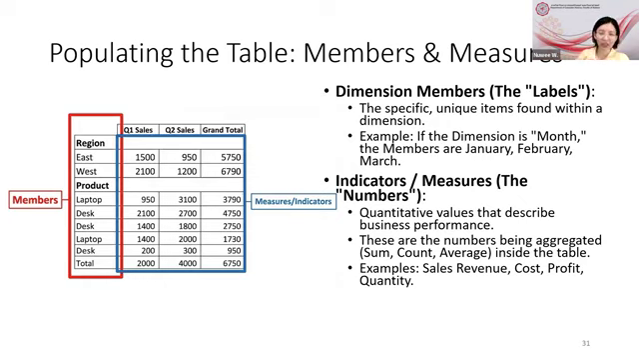And then at the intersection of the dimensions, we get the values or the numbers, which we call the indicator or the measure. So usually the indicator or the measure are quantitative values that describe the business performance. So we talked about KPI, we talked about metrics before. Those are the numbers that will be the measures here. So usually the measures will be aggregated by an aggregate function like sum, count, average, and so on, right? Examples are sales revenue, total cost, profit, or quantity.